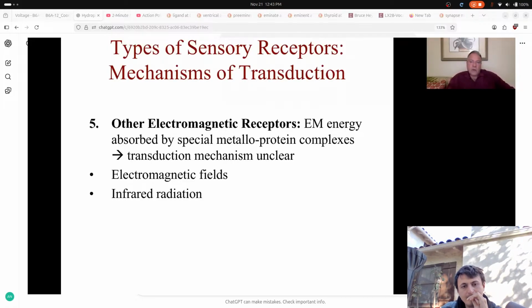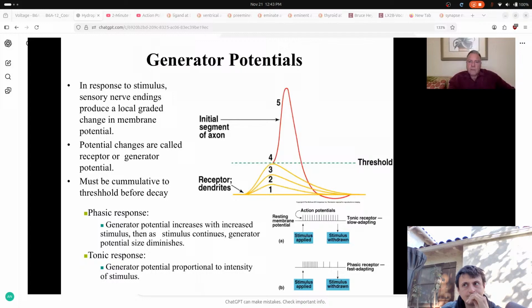So the mechanisms are often a little shakier on these, but we've definitely measured their effect, so we know that these animals are able to detect these types of stimuli in their environment. Okay, so those are our basic mechanisms of transduction. How do they actually work at the organism level? And so, as we just alluded to, we need to create a generator potential that makes it to threshold.